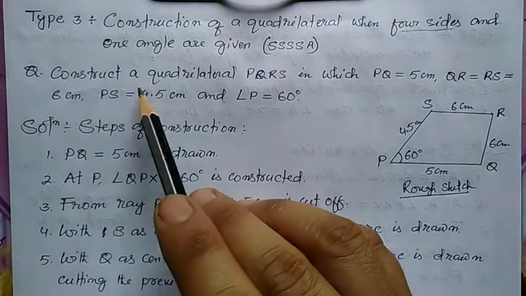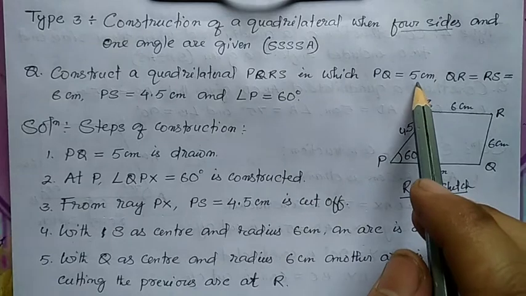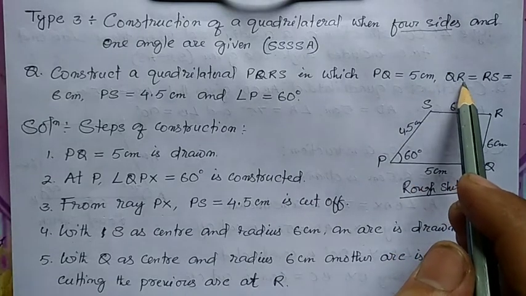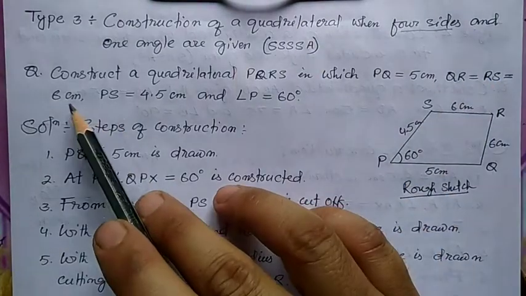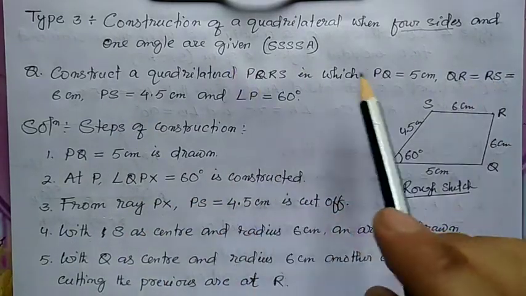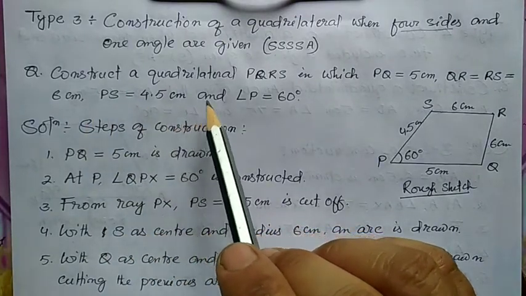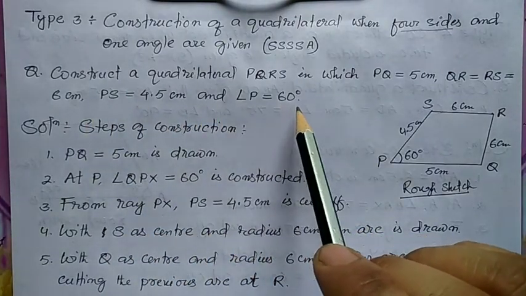Here is the question. Construct a quadrilateral PQRS in which PQ is 5 centimeter, QR is equal to RS is equal to 6 centimeter. Here QR and RS are equal, so each is 6 centimeter, PS is 4.5 centimeter, and angle P is 60 degree.